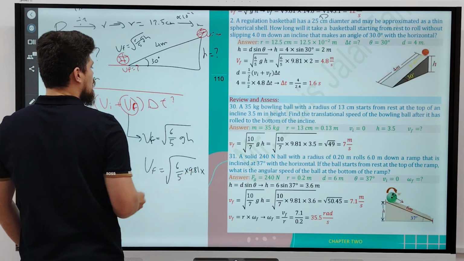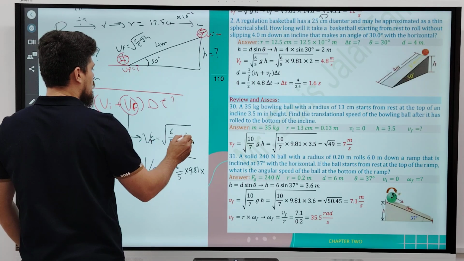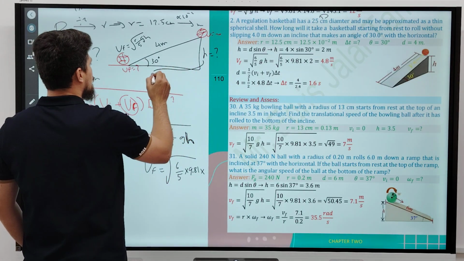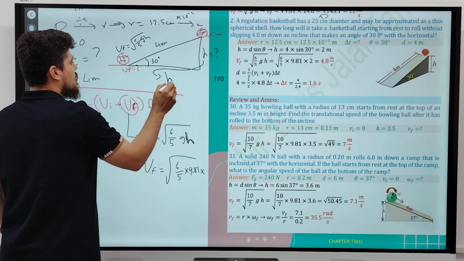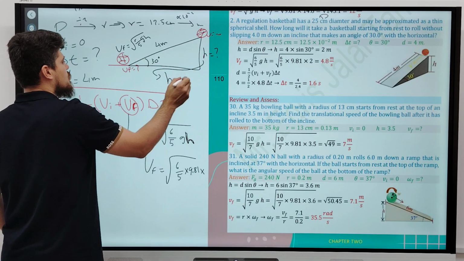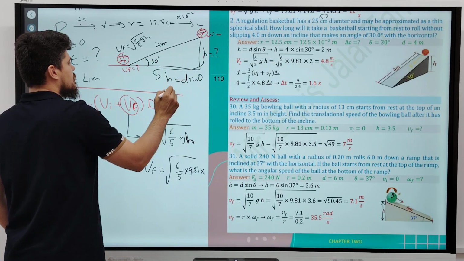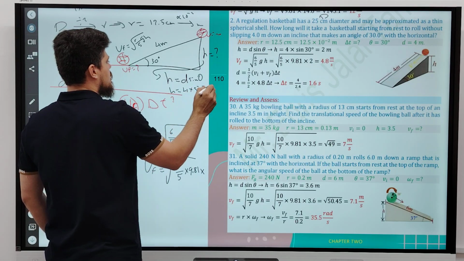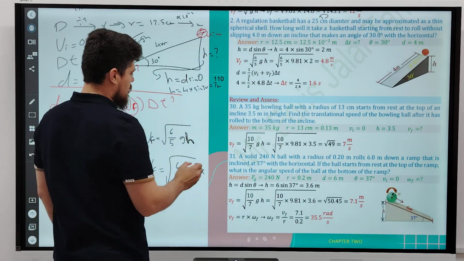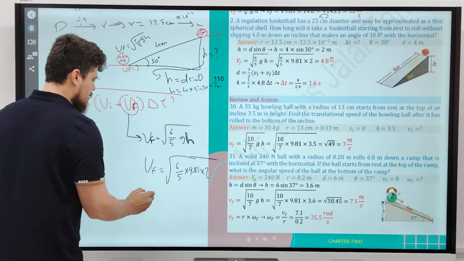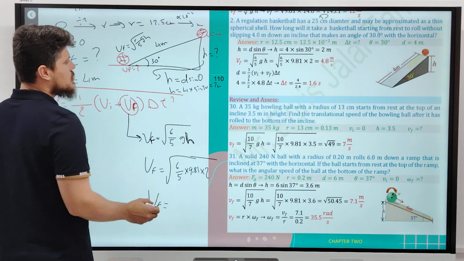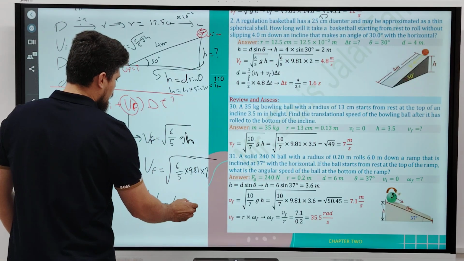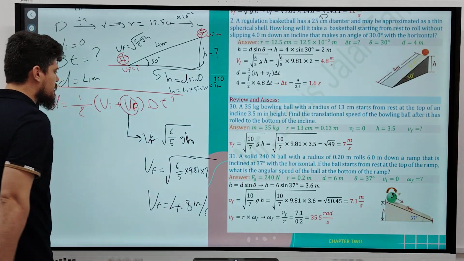9.81 times... Do we have height? No. The height is also not given. How can you determine height? According to the Pythagorean theorem, it is equal to D sine theta. D times sine 30 is equal to 2 meter. Height is equal to what? 2 meter. So V final is equal to what? Is equal to 4.8 meter per second.